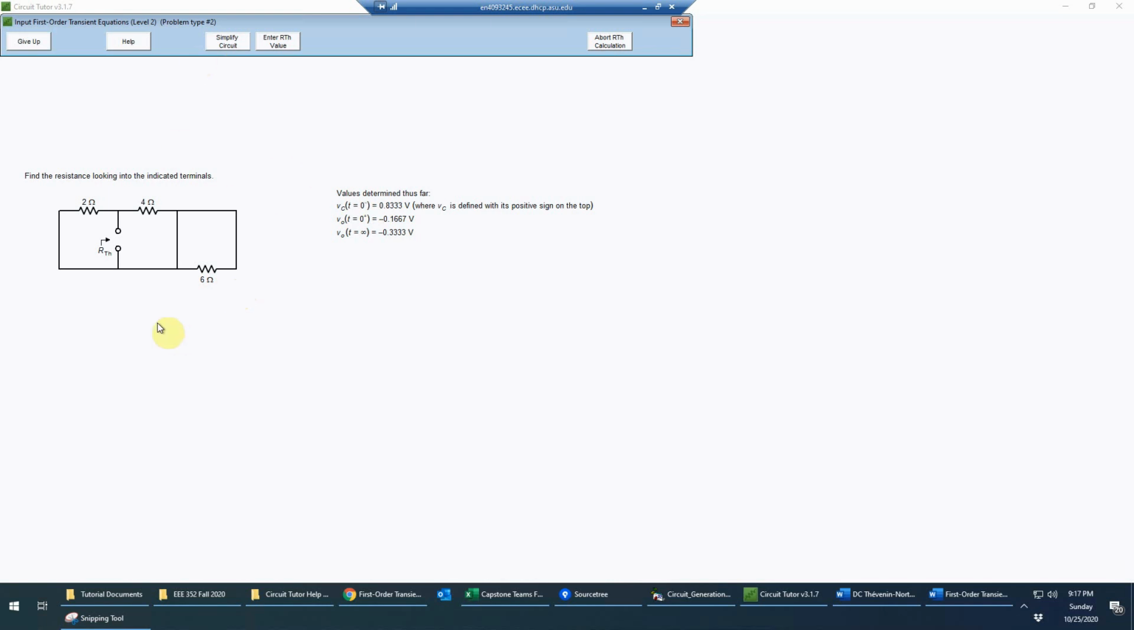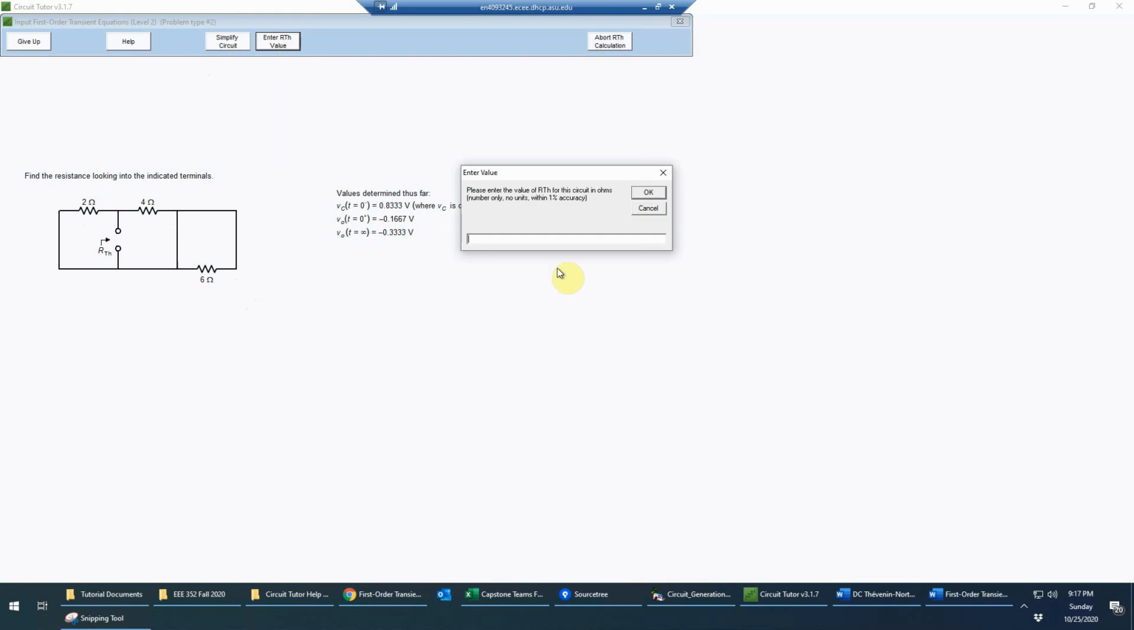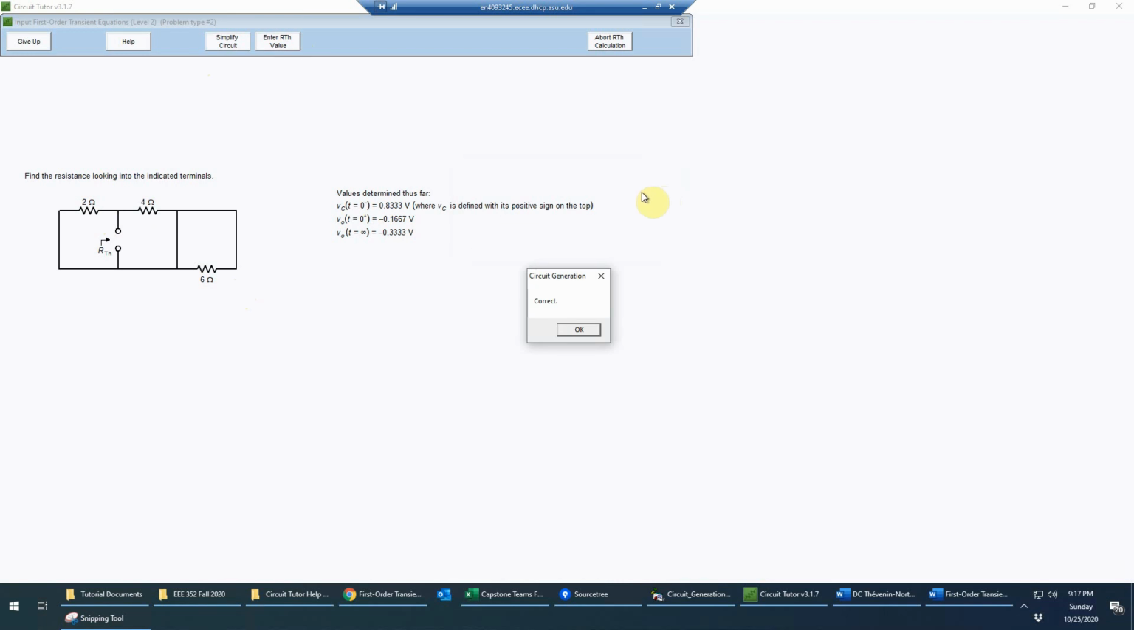So I could go in the circuit editor and do all that, but it might be simpler just to say, well, 4 ohms in parallel with 2 ohms, I can compute that directly. So I'm just going to enter that. That's going to be the product over the sum. So 2 times 4 is 8, divided by 6 is 4/3, or 1.333 ohms. And that is correct. And that just saves me some steps there.